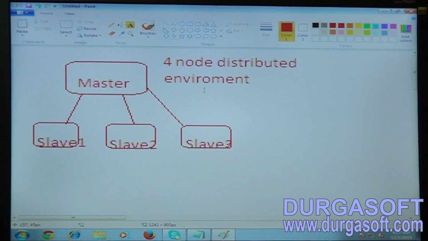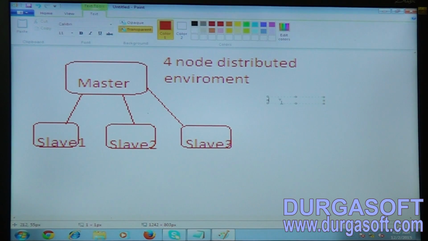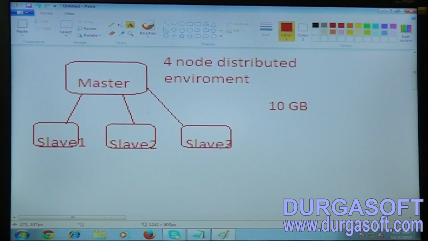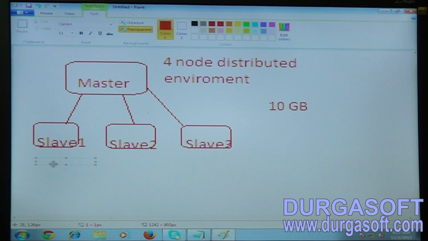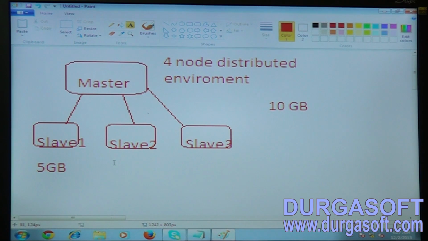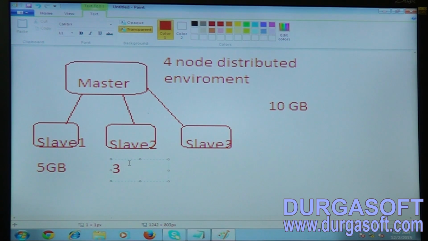Say, for example, I need to store 10 GB of data. We are going to submit the data into the cluster. The master node receives the data and then deploys it on top of the slave nodes, and maintains how much GB has been stored on each of the slave nodes. Assume I save 5 GB in slave node 1, then I store 3 GB here, and the remaining 2 GB I store in slave node 3.